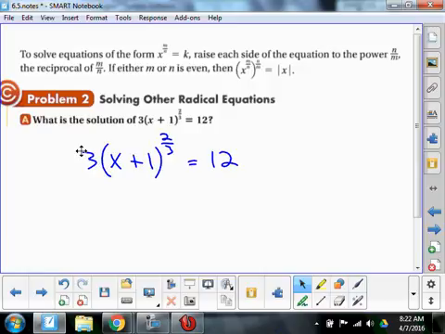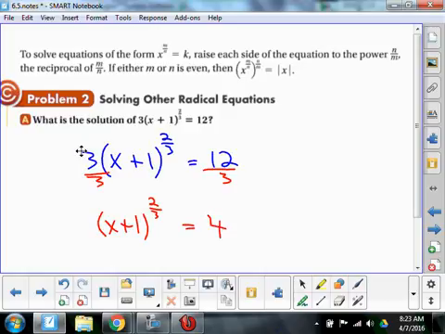What should we do first? Divide by 3, right? Divide by 3, divide by 3. So this leaves us with x plus 1, the quantity to the 2/3 power, and that equals how much? 4. Okay, fine. So remember, this whole section is about doing what?